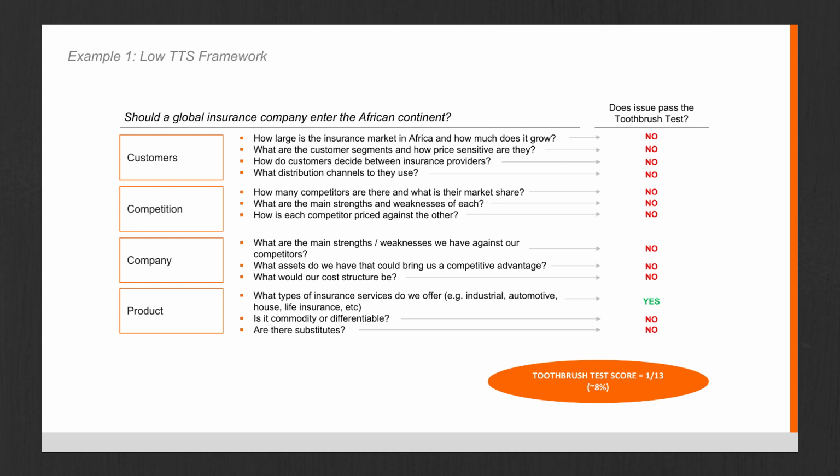So this is a framework that's typical of beginners. It's okay when you're a beginner. It's not okay to go to a case interview like that. And one way to indicate that is that the toothbrush test score is just too low. 8%. As I've said, you're aiming for at least 40%, preferably 60% or higher. Now, let's go examine another structure with a 40% toothbrush test score, so you can see what the bare minimum looks like.